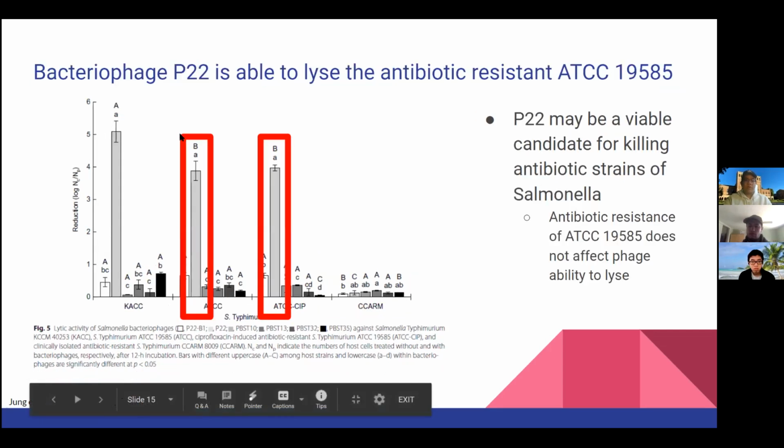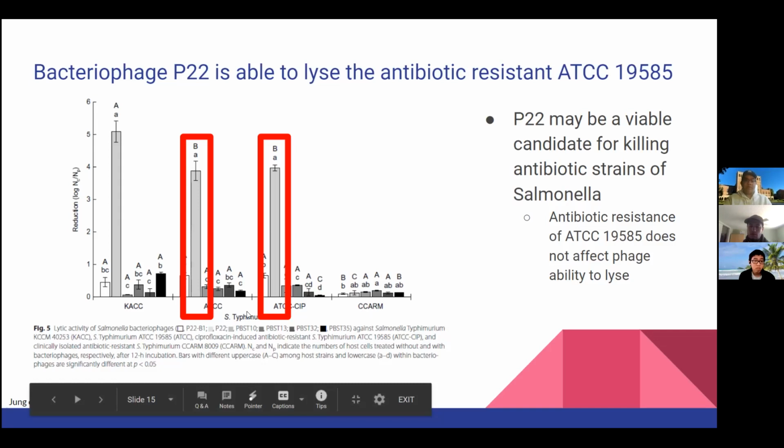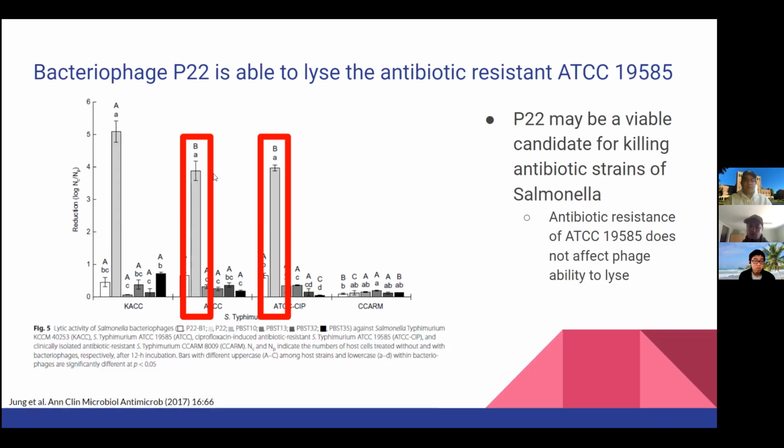Going over the same experiment, we can see that PT2 is able to lyse the other 3 bacterial strains, and that when comparing ATCC to its antibiotic resistant form, it's able to lyse both strains at relatively equal proportions, meaning that PT2 may be a viable candidate for killing the antibiotic resistant strains of Salmonella, and that antibiotic resistance does not affect the phage's ability to lyse that bacterial host.